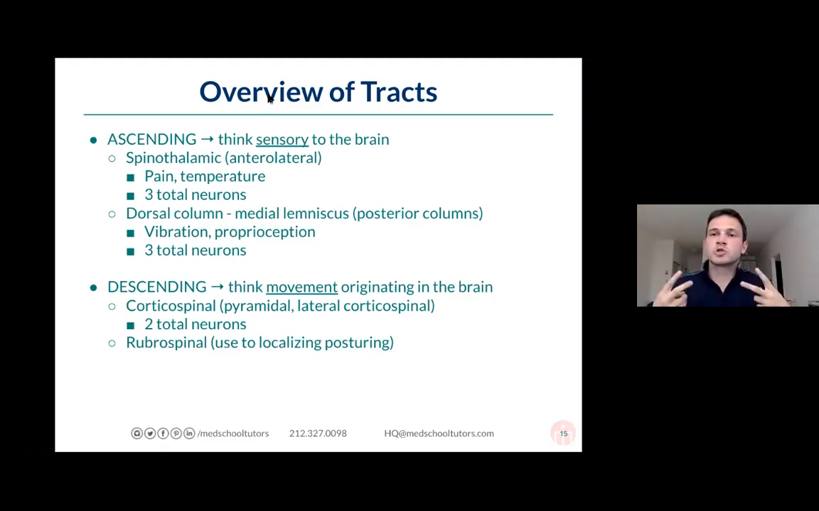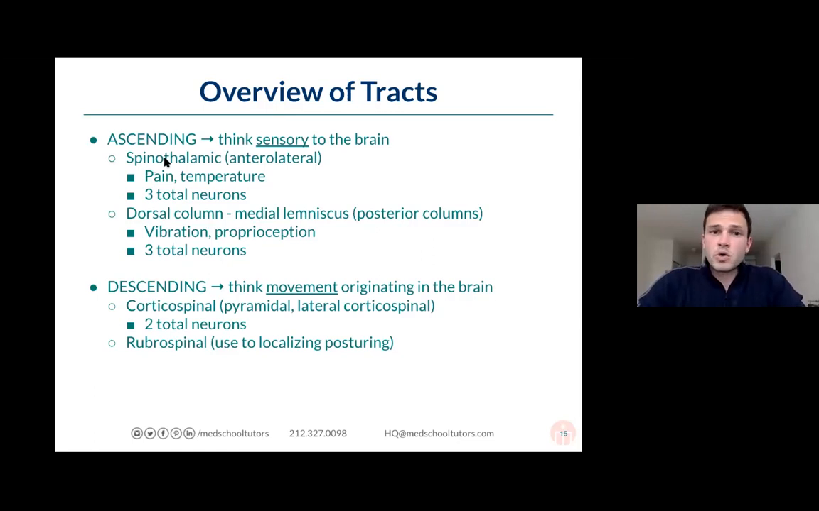I'm going to just try and simplify them the best I can. So there's two that I want you to think about that are ascending, right? They are bringing information to the brain. And I also really want to point out the names tell you a lot of what they do and where they are. So there's going to be two that bring sensory information in an ascending fashion up. And there's going to be really one that I want you to know that brings motor information down.